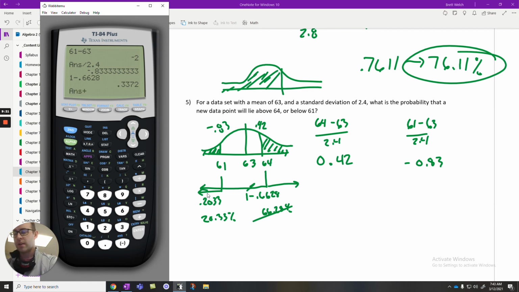If I add the 0.2033, which is the stuff on the left, I want both. Right? So I'm saying this or that. I want the total probability. The total probability comes out to 54.05.